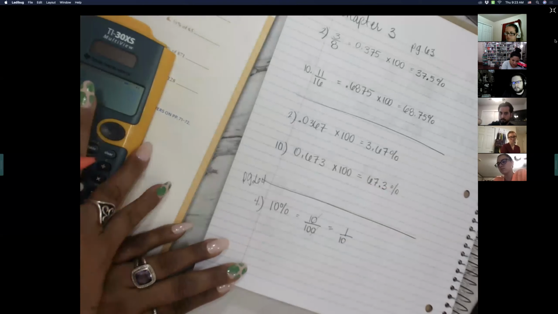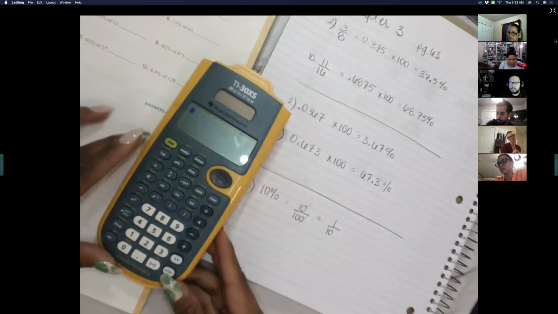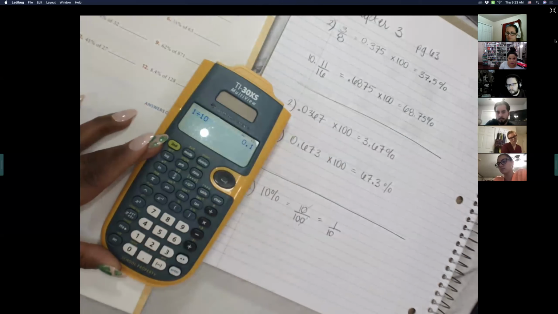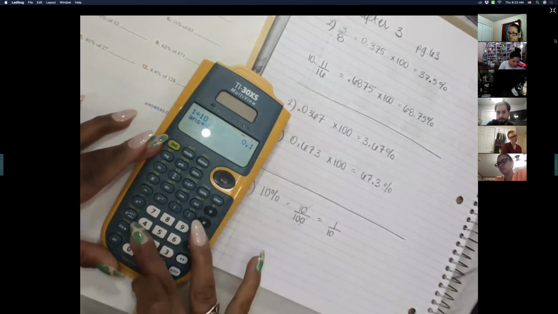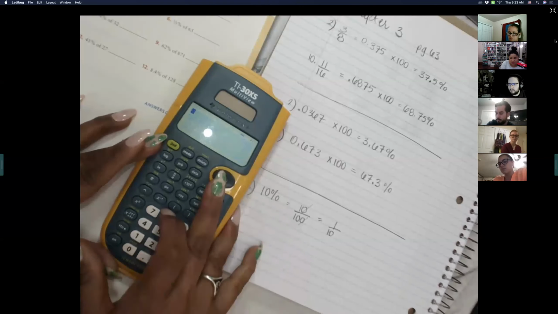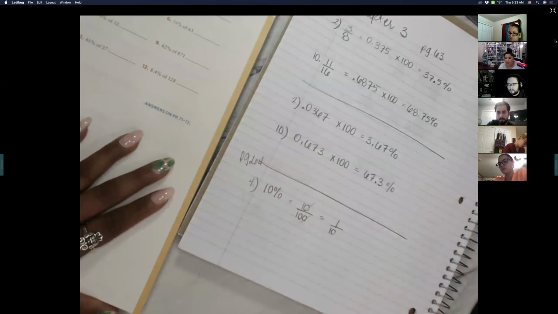And if I go back and I want to check this, my fraction is 1 over 10. 1 divided by 10 gives me a decimal of 0.1. And if I multiply it by 100, I get my 10%. Okay? If you ever feel like you're in doubt of what you did in your work, you can always check yourself. Okay?